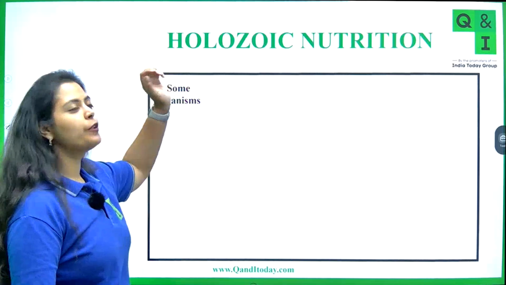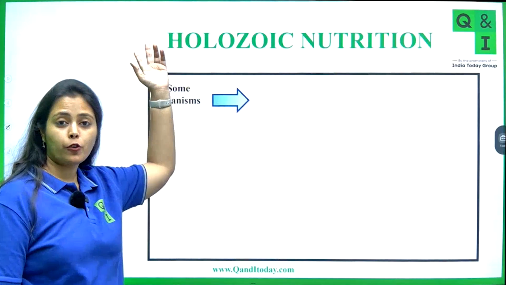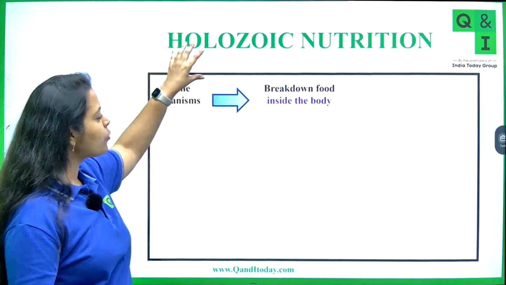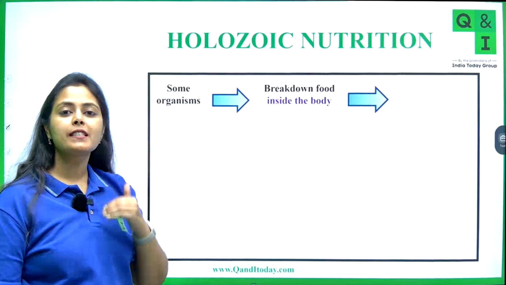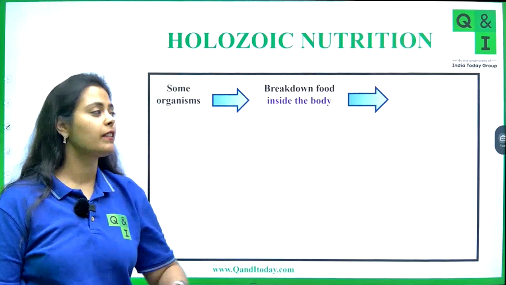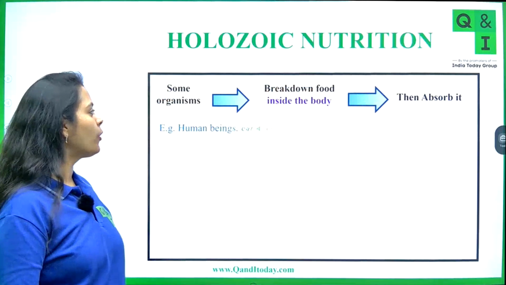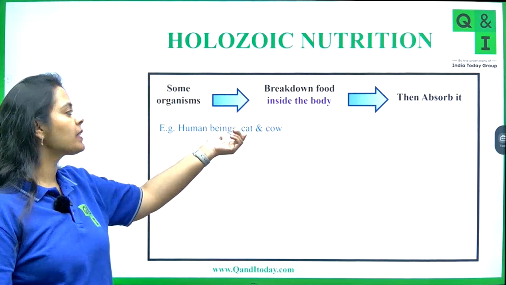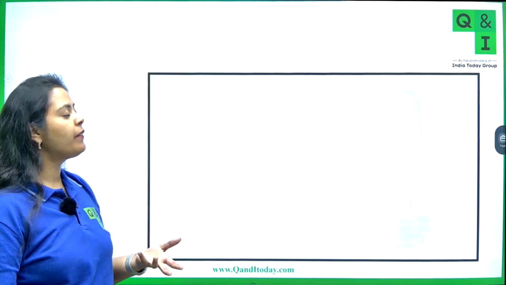Now, the next mode of nutrition is holozoic mode of nutrition. It is again a type of heterotrophic mode of nutrition. In this holozoic mode of nutrition, the organisms take food inside their body and, using the digestive enzymes which are present in their body, they digest the food and then absorb it. For example, human beings, cat, cow. What we are doing, we are taking in the food and we are digesting it.